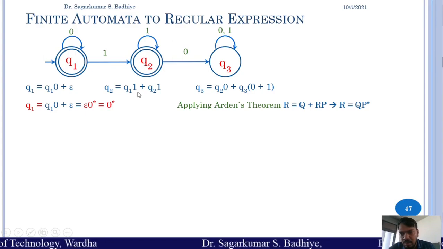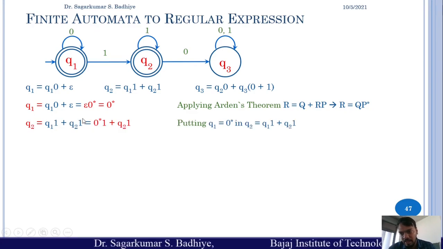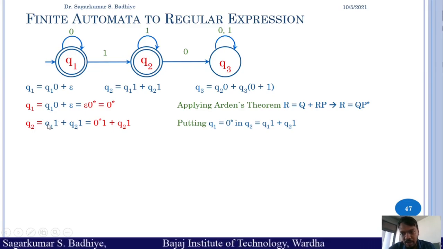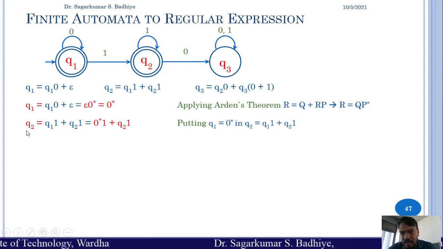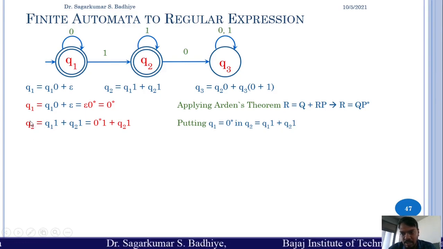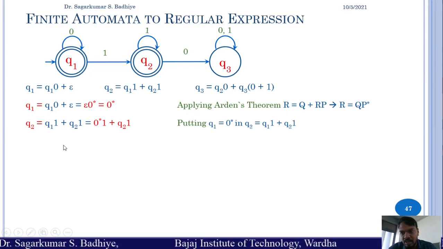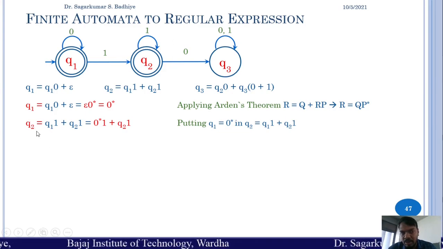Now we want the equation for q2, because q2 is a final state. In q2 you have q1, so you can put this value in, and the equation q2 becomes q2 equals q1 1 plus q2 1. This was the original equation. Here we have put 0 star in place of q1, so we get 0 star 1 plus q2 1. Again you can see that it is of the form R equals Q plus RP, which is the form of Arden's theorem, and the solution to this is R equals QP star.